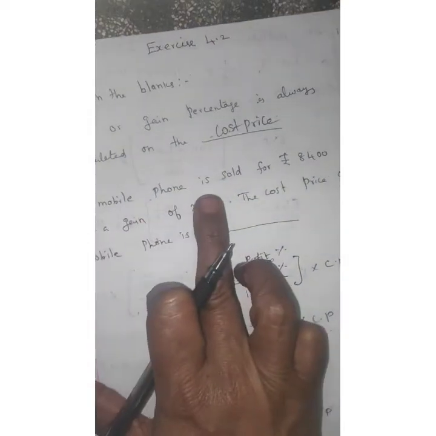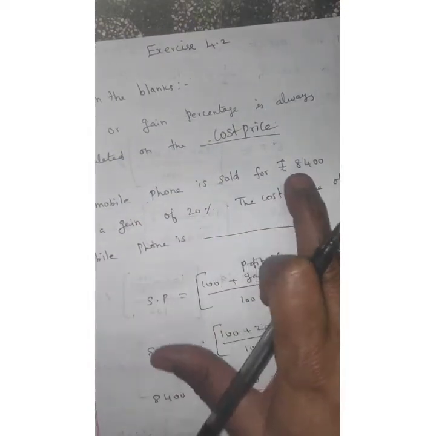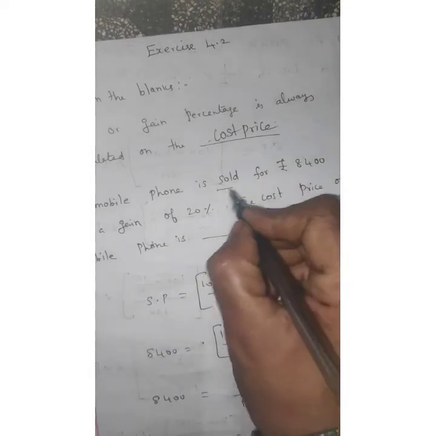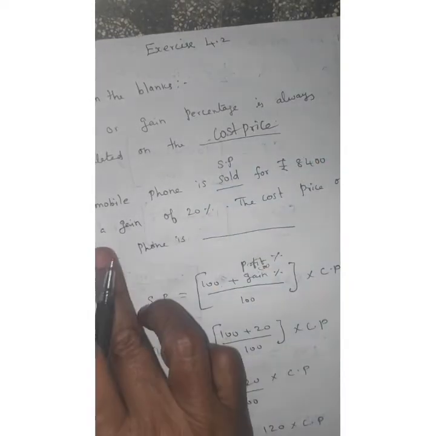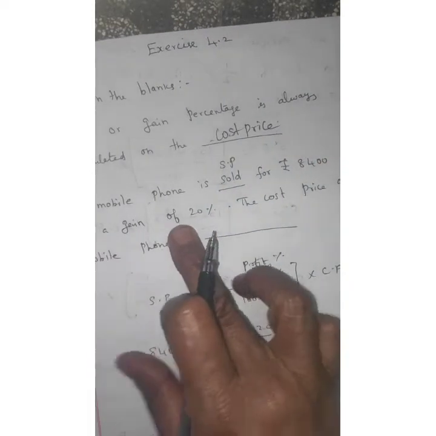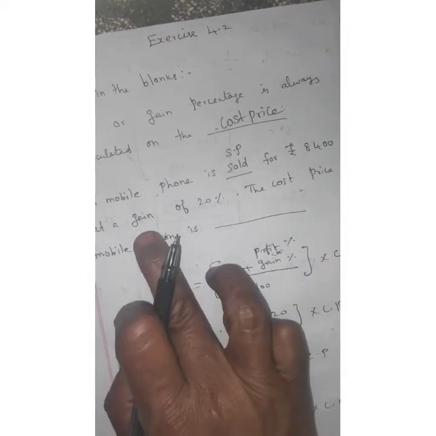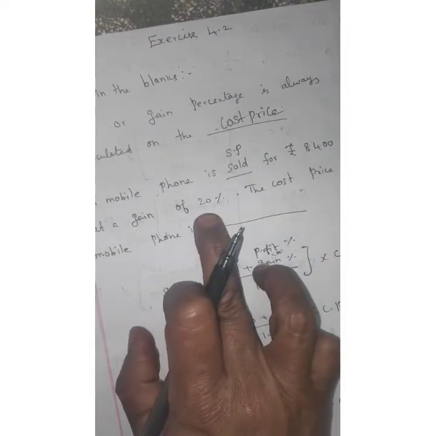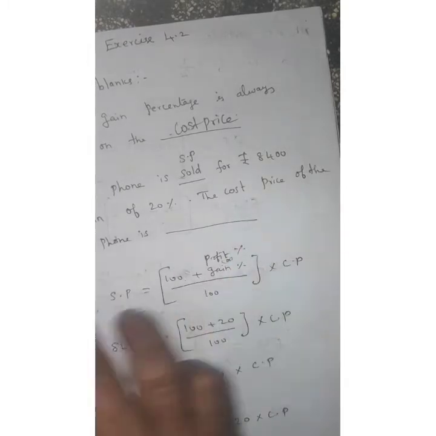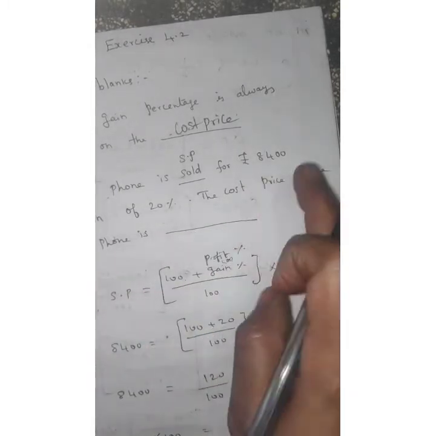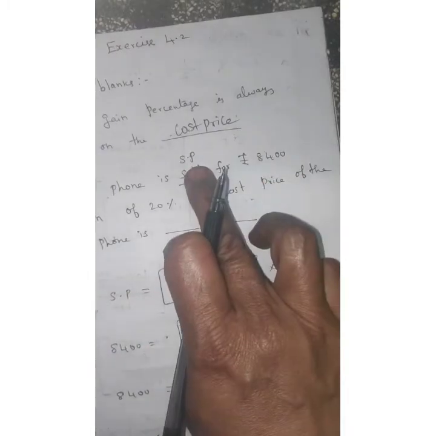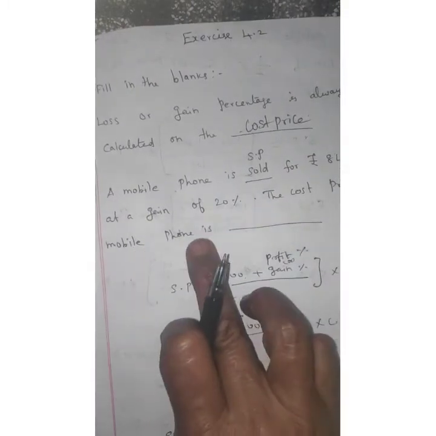A mobile phone is sold for 8,400 rupees. Sold means SP, the selling price, and at a gain of 20%. Gain means profit percentage, given as 20%. What is the cost price of the mobile? The selling price and the gain percentage are given; find the CP.